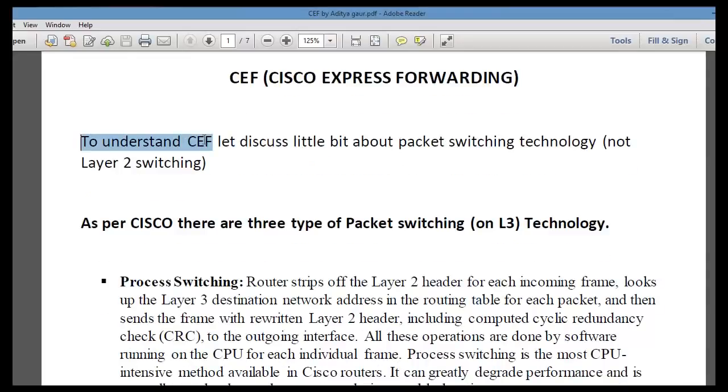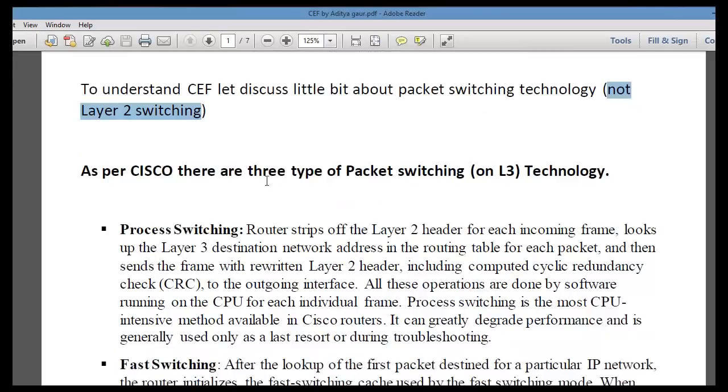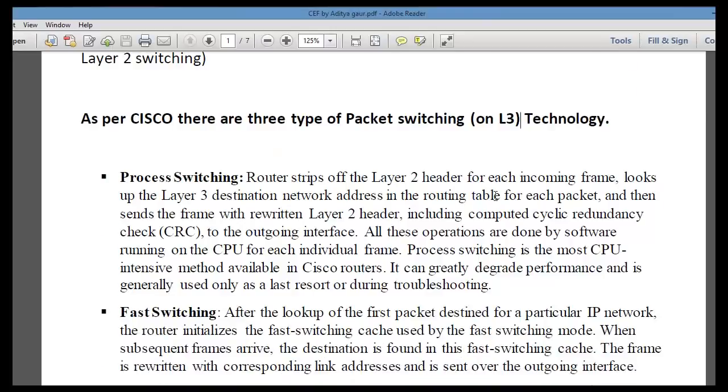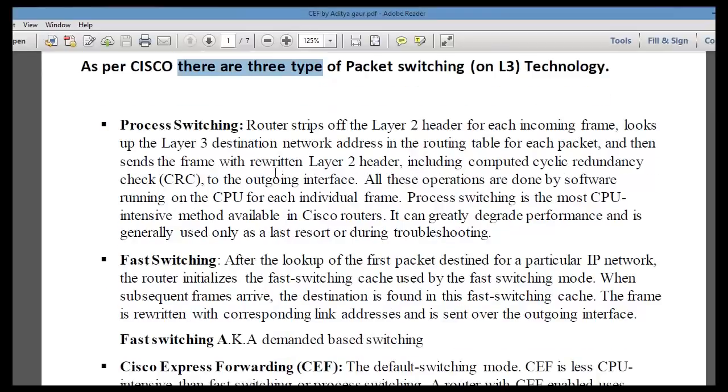So to understand CEF, let's discuss a little bit about packet switching technology. Make sure this is not layer 2 switching. We are talking about layer 3, so it could be a router or a layer 3 switch. There are 3 ways in which your packet is forwarded by a layer 3 device, maybe a router or a switch.